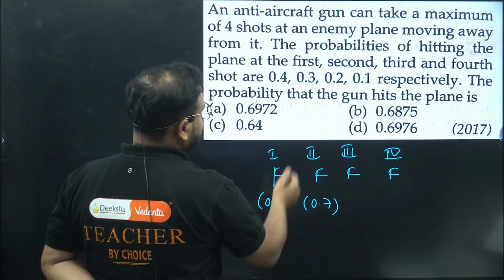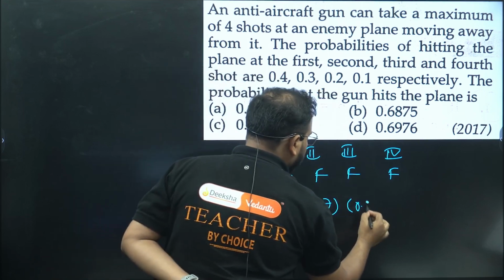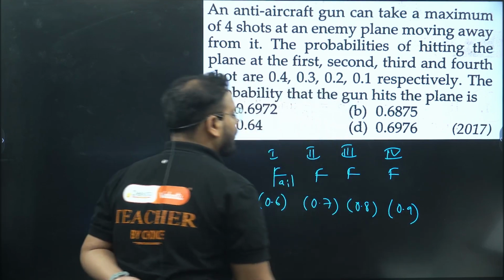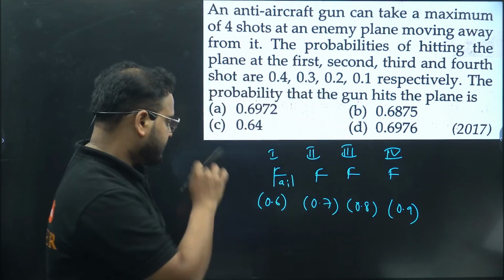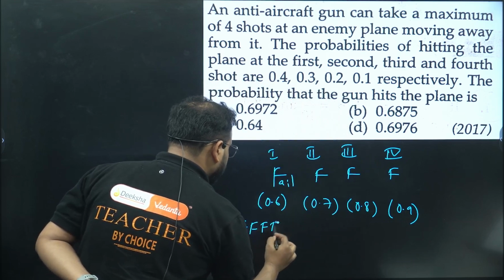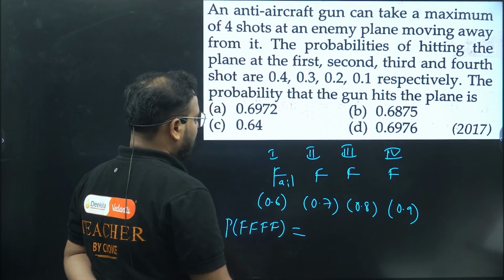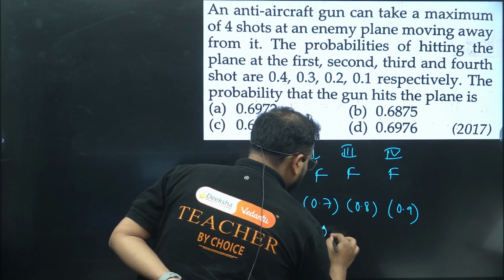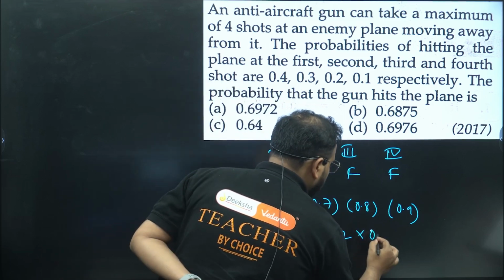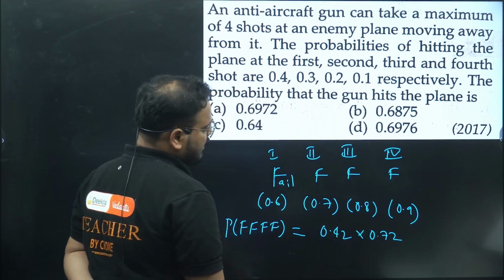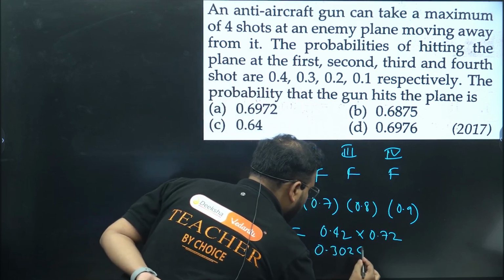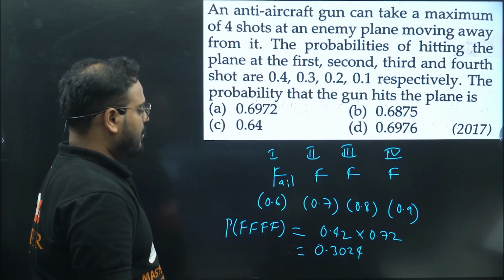So 0.7, and this will be 0.2 means 0.8, and I'll have that as 0.9. This is the probability for all 4 failing. So the probability of all 4 failing will become the product of these. 6 7s are 42, so 0.42, and this will become 9 twos are 18, 72 again, so 0.72. If you multiply, you're going to get this value as 0.3024.